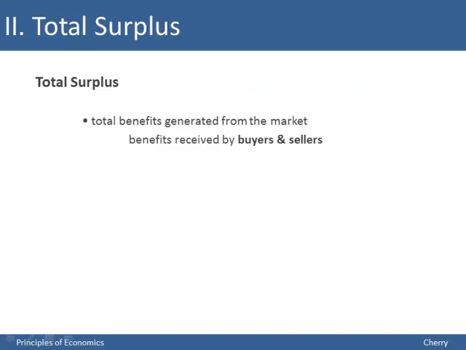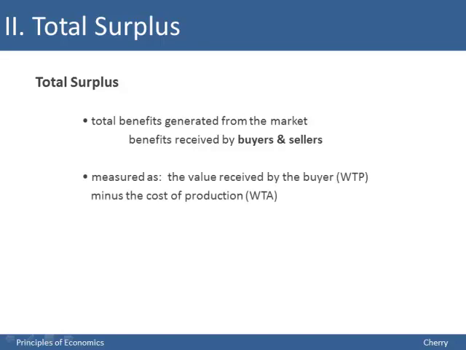So let's move to total surplus. Again, we looked at consumer surplus and producer surplus, and now we introduce the concept of total surplus, which is really easy because it's essentially the sum of the two previous measures we looked at. So it's the total benefits generated from the market. And that means it's the benefits received by the buyers and the sellers in the market. Total surplus is the sum of consumer surplus and producer surplus.